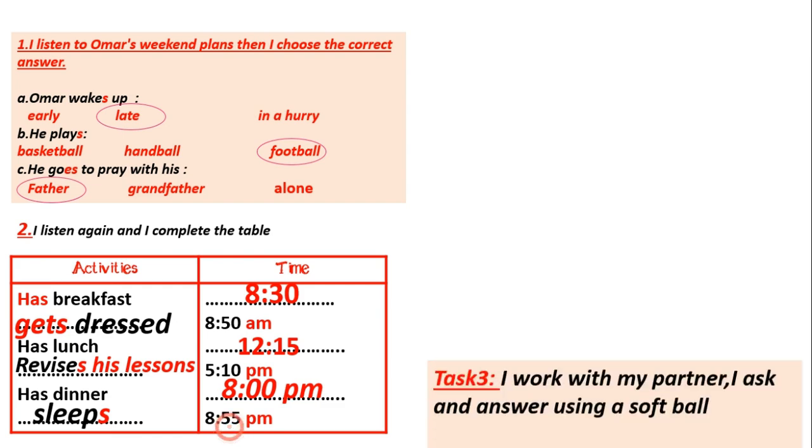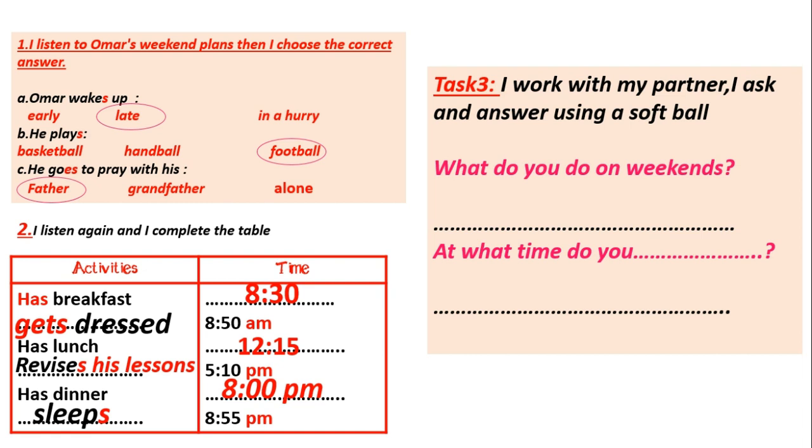I work with my partner. You can work with your friend or even yourself, and you do this activity. You're going to fill in this dialogue. What do you do on weekends? ماذا تفعل on weekends? And at what time do you do this activity? على كم تقوم بهذا الفعل؟ يعني الساعة التي تقوم بها بهذا الactivity.